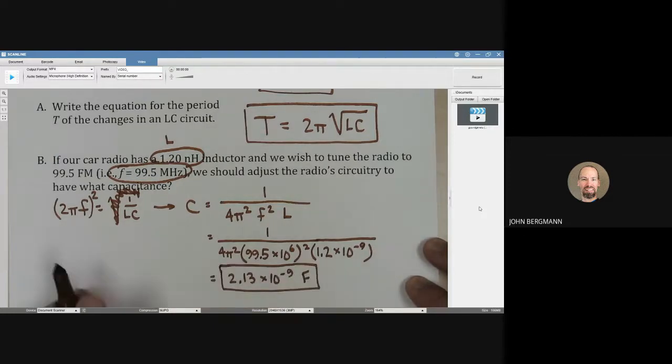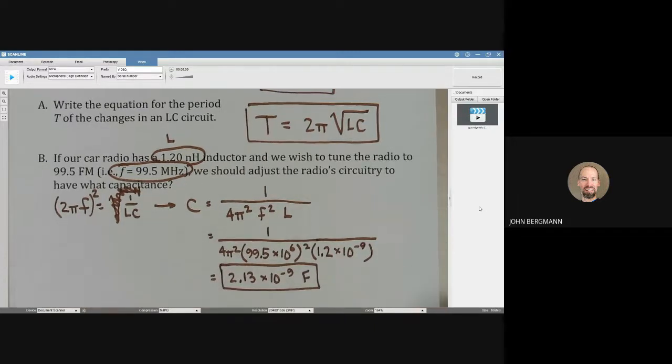Farads. And just like we took a prefix out and put a power of 10 in, you can do the opposite. You can take a power of 10 out and pop a prefix in there. What's the SI prefix that goes with 10 to the negative 9th? It's nano. So you could say that if you wanted to.